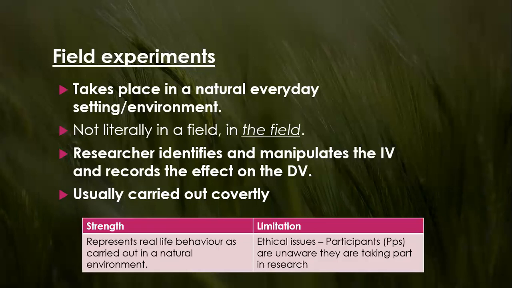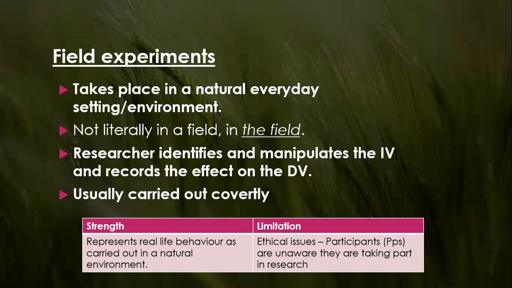Now, the strength of this is that because it's usually carried out covertly, participants are unaware that they're participating in a piece of research. Therefore, they're going to have natural behavior. Demand characteristics are going to be very limited. And also it's taking place in a natural environment in everyday life. So what does that mean for the results and the findings? It means, yes, we've got high levels of generalizability because it represents everyday life, which is a great thing for a field experiment.